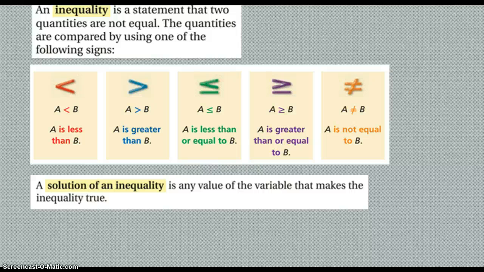But then if you go to the right, the green symbol is less than or equal to. So if there's a little line under it, that means it can also be equal to. Same with the purple one, greater than or equal to. And then the last symbol is just not equal to. So we'll talk about the difference between all of those. The solution of an inequality is any value of the variable that makes the inequality true.